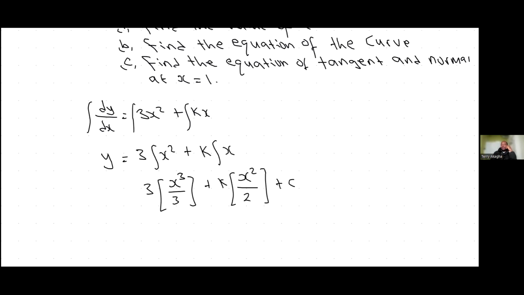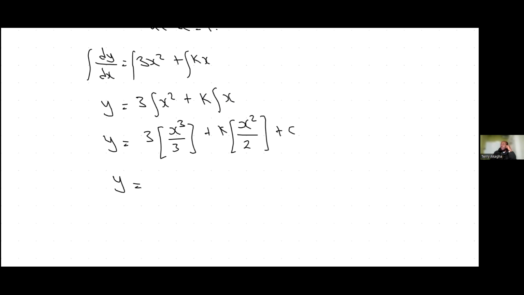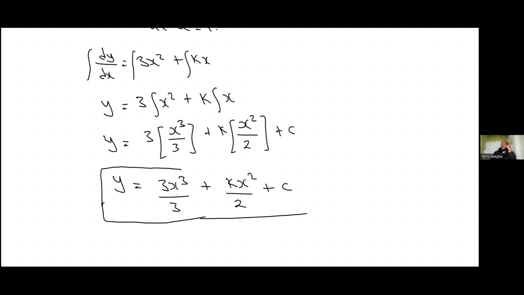All right? Then we can simplify this if you want to be x cubed plus kx squared over 2 plus c. But just for the fun of it, I'm not going to break it down. I'm going to just leave it like this. So y will be equal to 3x cubed divided by 3 plus kx squared divided by 2 plus c. Like I said, you can decide to simplify it to be x cubed plus, but just for the form of it, I'm going to leave it there. So that is that for the y.